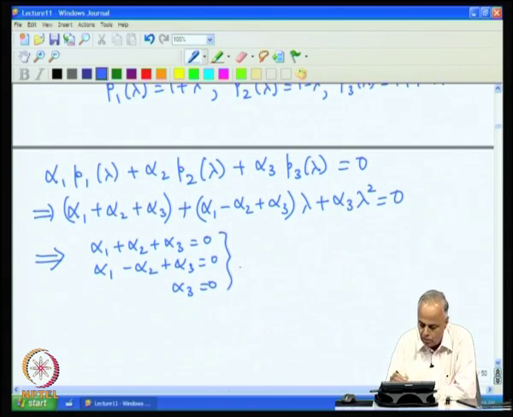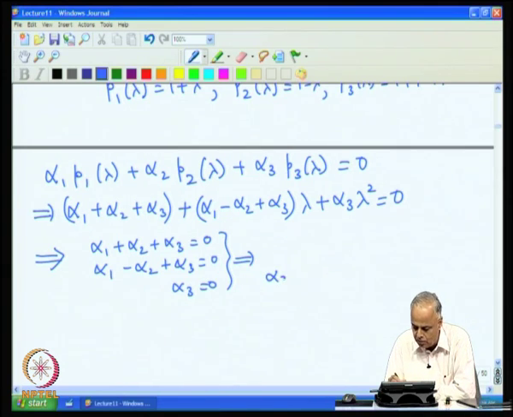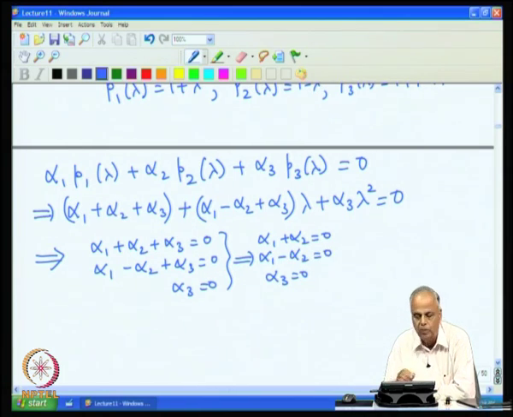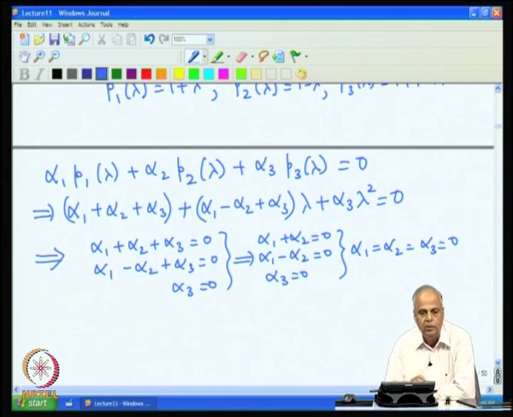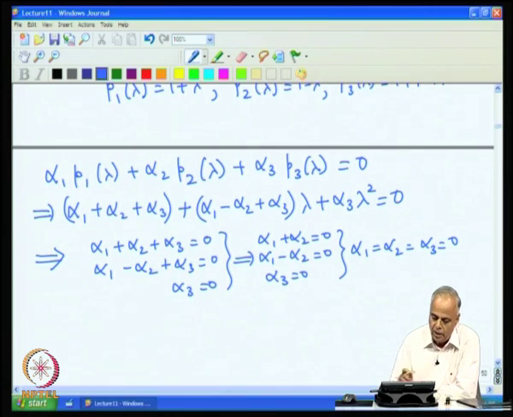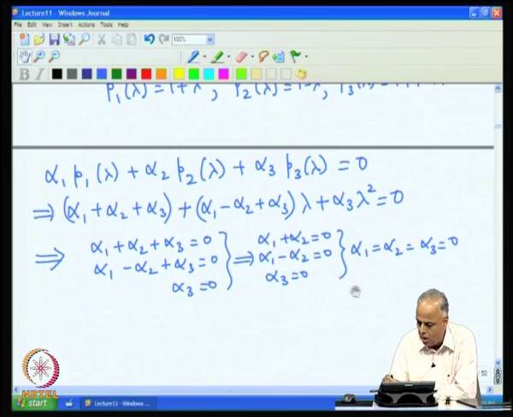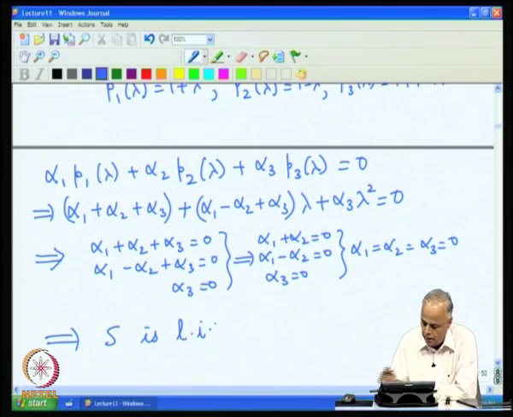Now, if we use the fact that alpha 3 is 0 in the first two equations, we get alpha 1 plus alpha 2 is 0 and alpha 1 minus alpha 2 is 0. Now, it is clear that the first two equations imply alpha 1 is 0, alpha 2 is 0. So, we get alpha 1 equal to alpha 2 equal to alpha 3, all of them 0. So, whenever a linear combination of P 1, P 2, P 3 is 0, then all the coefficients must be 0. This means the set S is linearly independent.